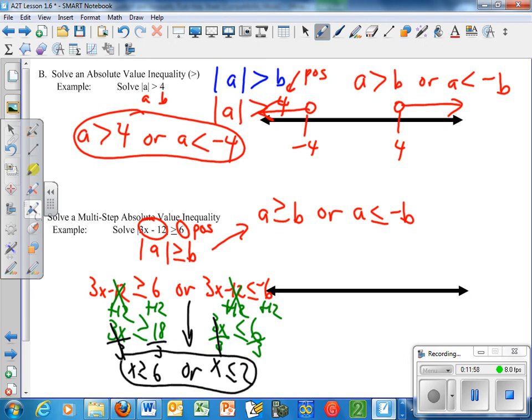There's my solved inequality. So now you graph each part of the OR statement. X is greater than or equal to 6 would be closed circle, and all numbers bigger. Bigger goes to the right. Or x is less than or equal to 2. So 2 is going to be over here. And we're going to go that way.